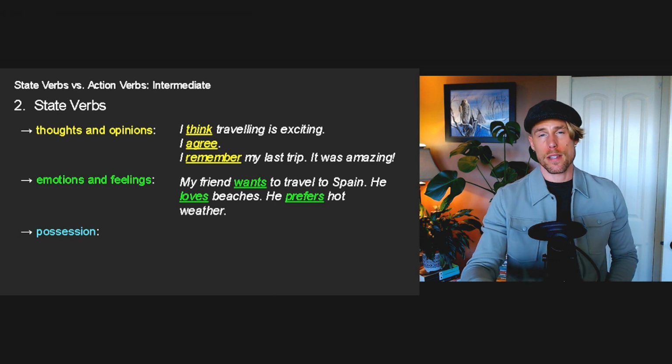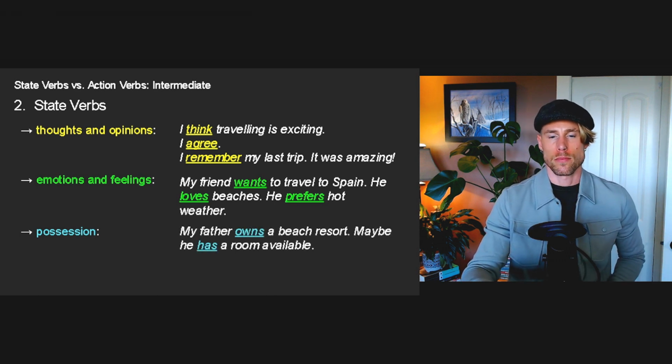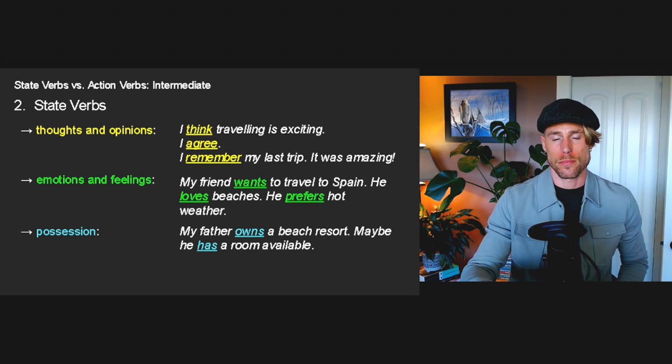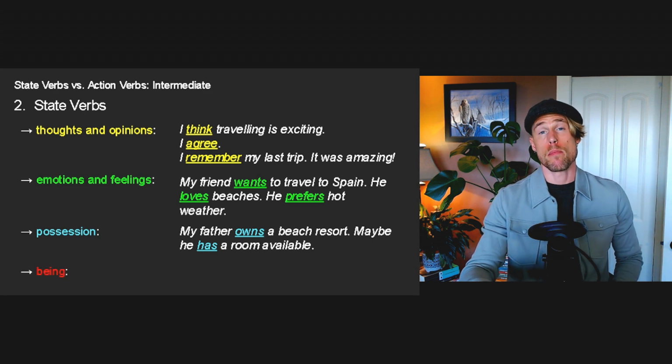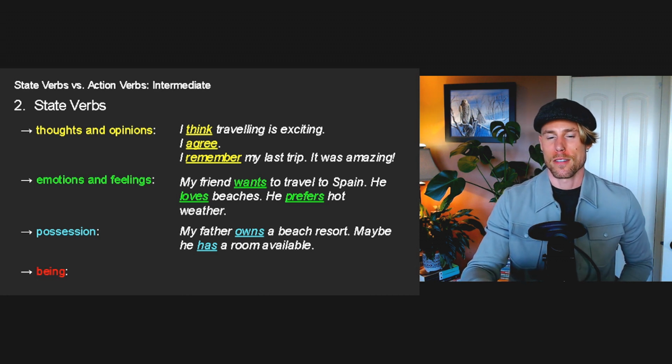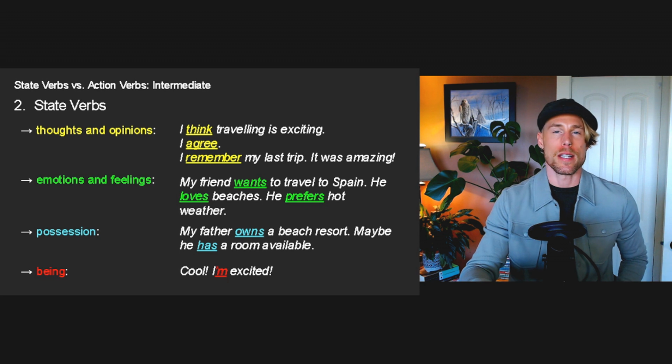Okay, possession in blue. My father owns a beach resort. Maybe he has a room available. Owns, has. These verbs express ownership, possession. And the last one in red, being. Do you remember the verb we use for being? It's the be verb. Cool. I'm excited. I am excited. Am is the be verb.